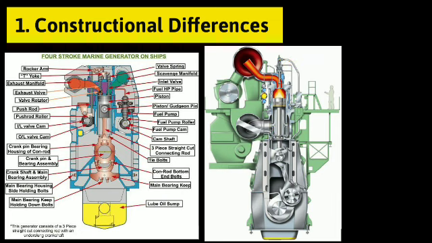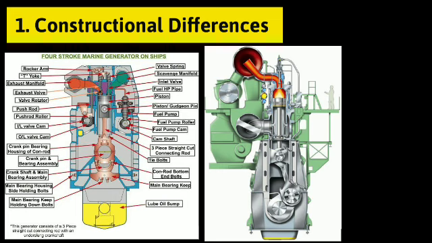Second thing is, in a two-stroke engine the piston has a piston rod which is connected with the connecting rod with the crosshead, and there is a crosshead bearing in between, whereas in a four-stroke engine there is no piston rod. The piston is directly connected with the connecting rod and the point where it is connected is called the gudgeon pin.